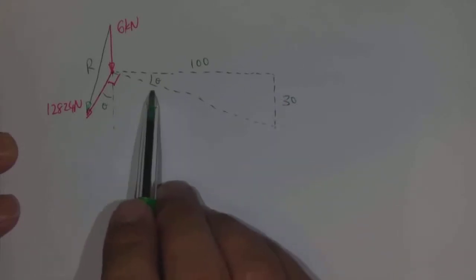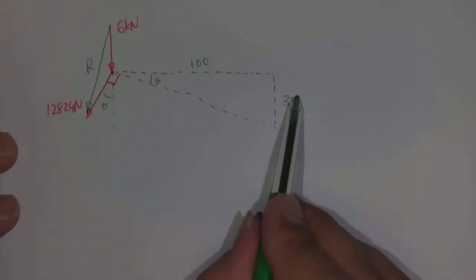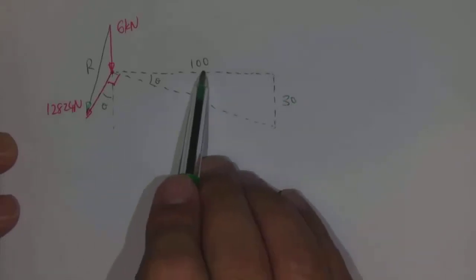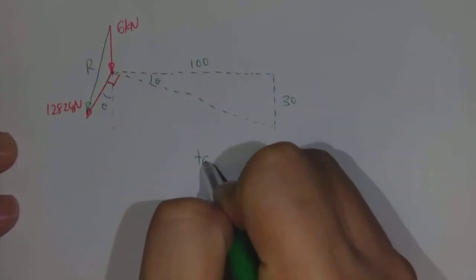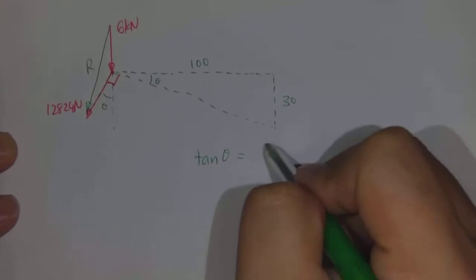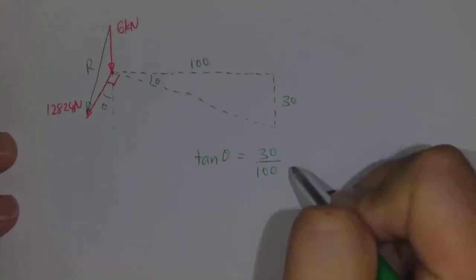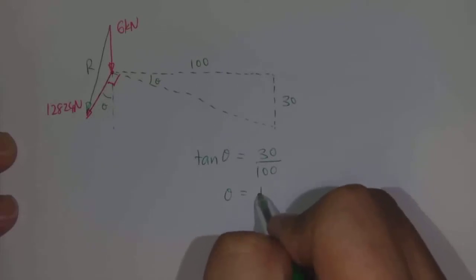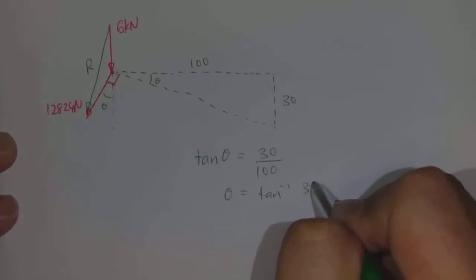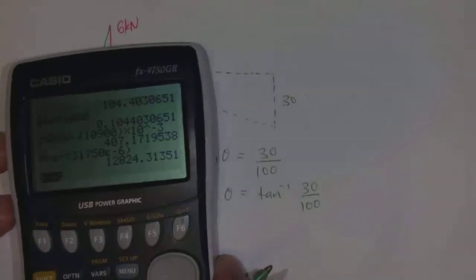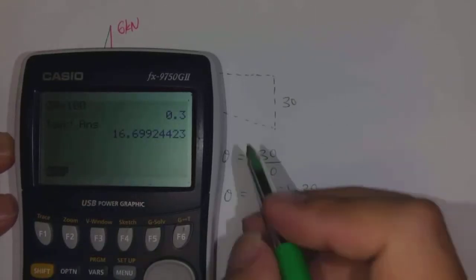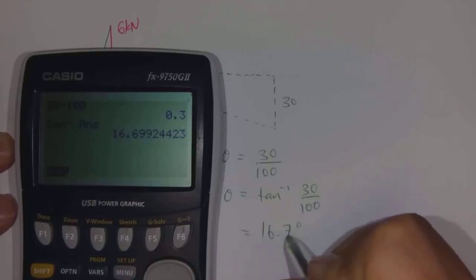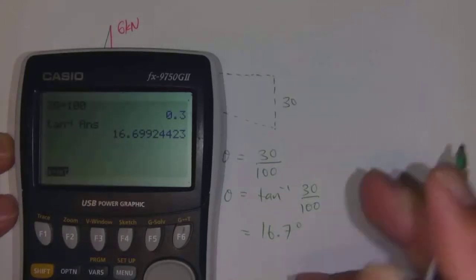So if we have a right angle triangle, we have the opposite side to this angle and the adjacent side to this angle. We can calculate this angle theta through the relationship tan theta equal to 30 divided by 100. So we can get theta equal to tan inverse of 30 divided by 100. So that's going to be 30 divided by 100, and then inverse tan of the answer, and we get 16.7 degrees as the angle for that component.